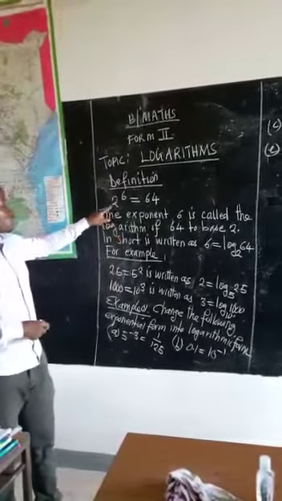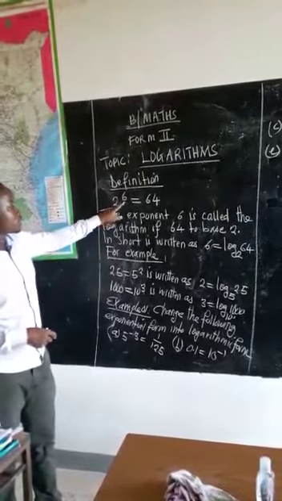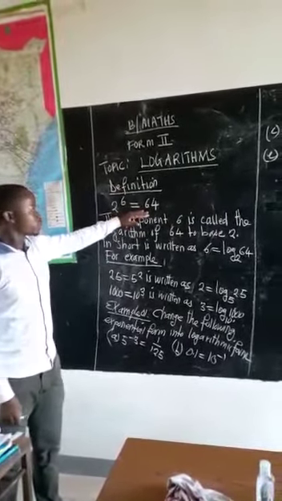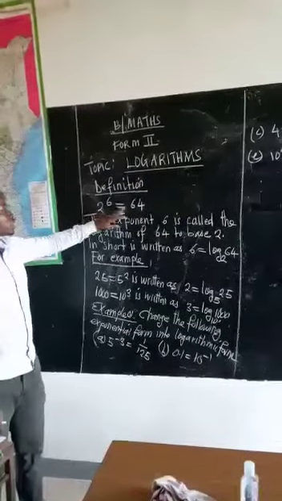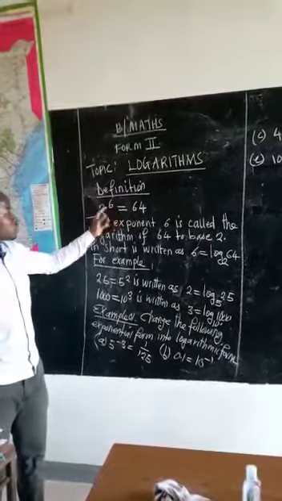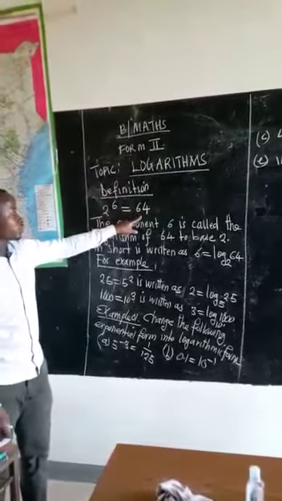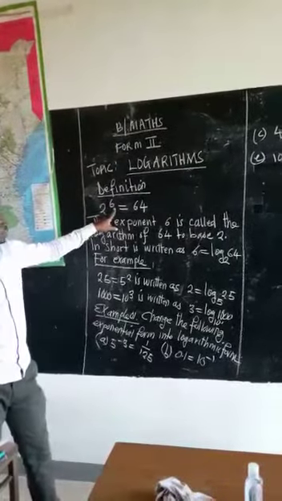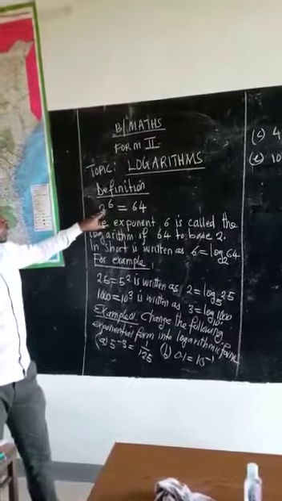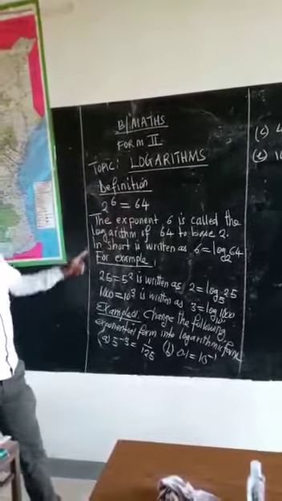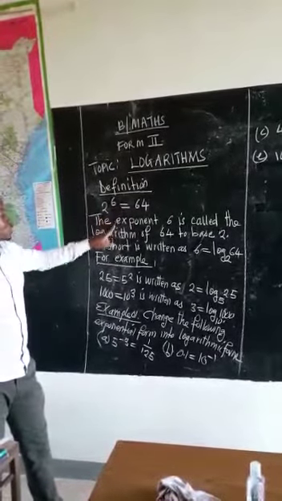I have given a certain example here. We have 2 power 6 is equal to 64. This is very true from the topic of exponents. When you take 2 power 6, you will get 64, because 2 times 2 times 2 until they reach 6, when you multiply, you get 64. This is always called the exponent, this is always called the base, and this is 64 as usual. Now, this exponent 6 is called the logarithm.